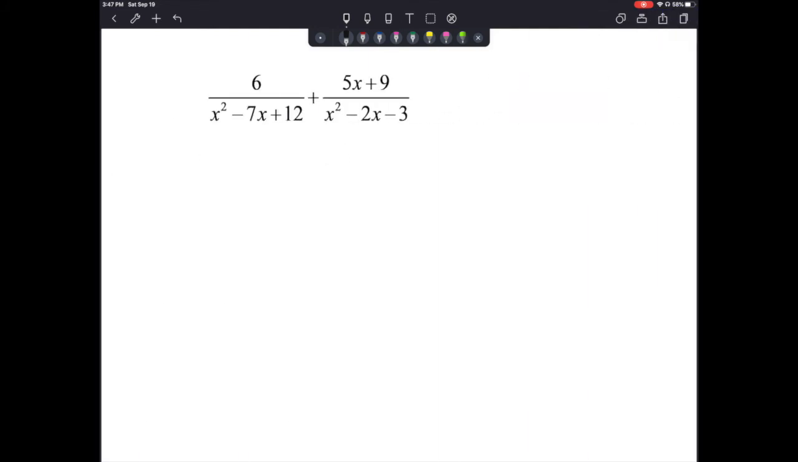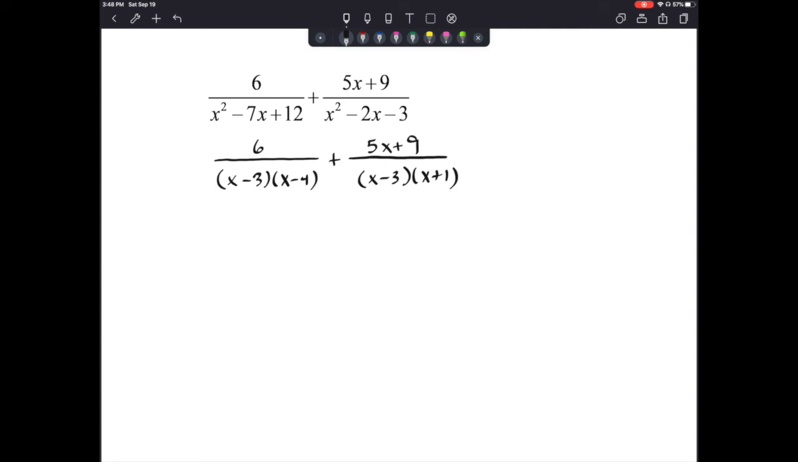We've got 6 over x squared minus 7x plus 12. First thing, let's go ahead and factor. Let's pick up the pace a little bit here. We've got x minus 3 times the quantity of x minus 4, plus on this side, we factor into x minus 3 times x plus 1. We still have our 5x plus 9 in the top.